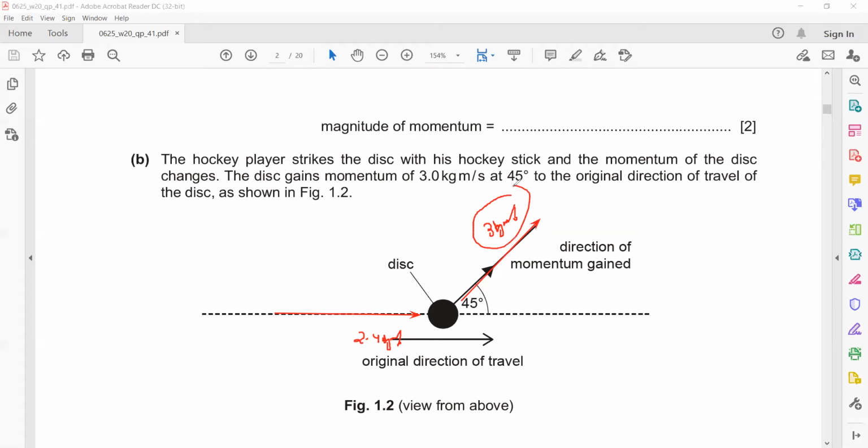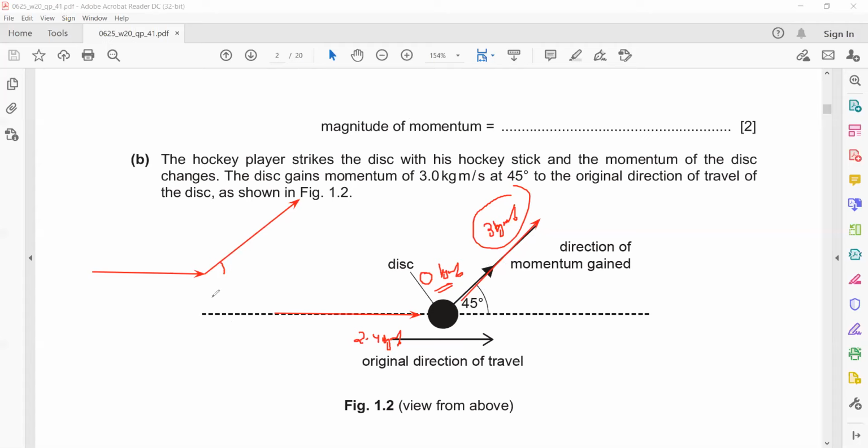So this is the final. But what about the initial? What is the initial momentum in this direction? In this direction, there is no initial momentum. So that is why the initial momentum will be taken as 0. Why are we taking initial momentum 0? Because initially the disc was moving horizontally, and when the player strikes it, it moves and makes a certain angle.